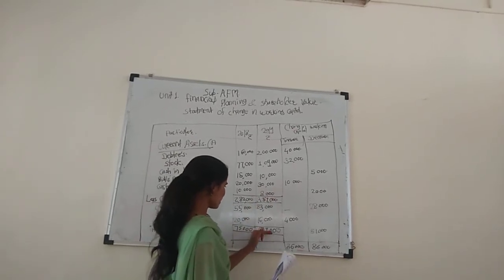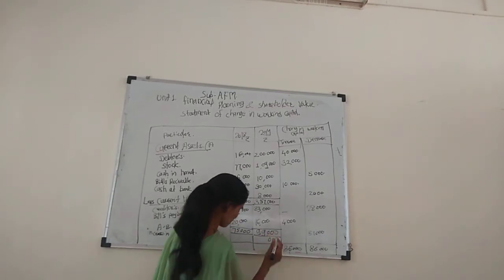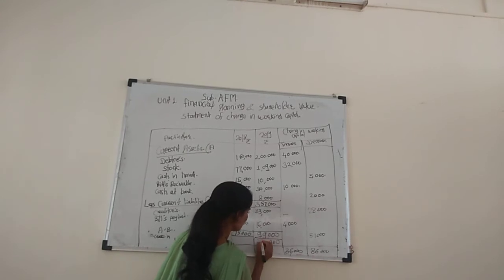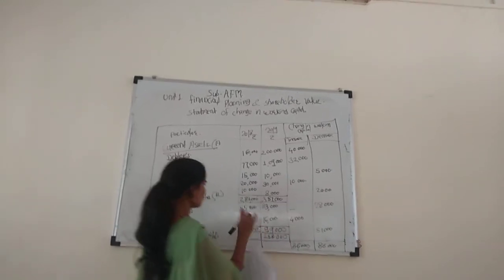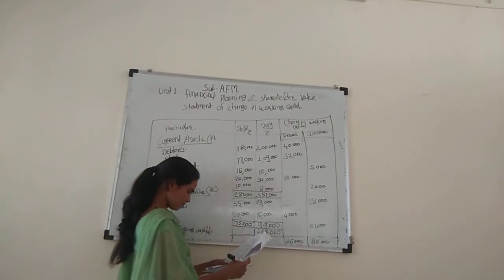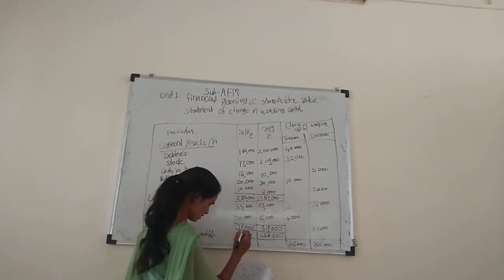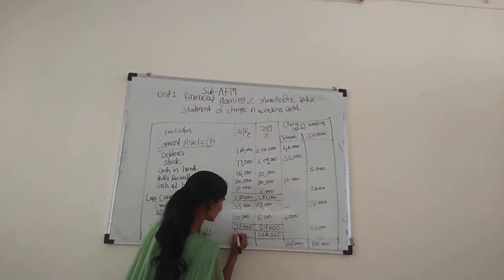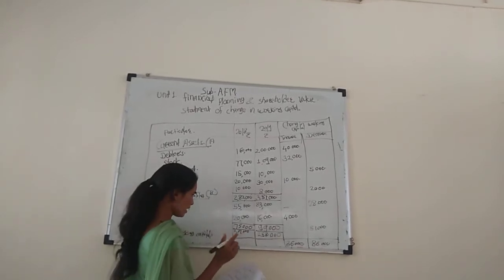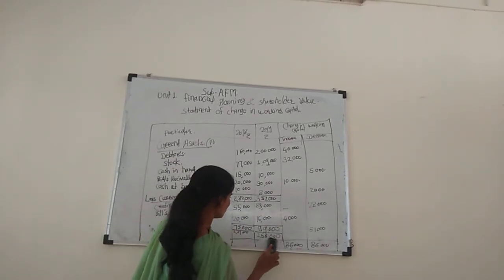3,57,000 minus 99,000 is equal to 2,58,000. And 2,82,000 minus 75,000 is equal to 2,07,000. This is A minus B, and the last one is to show the 51,000.